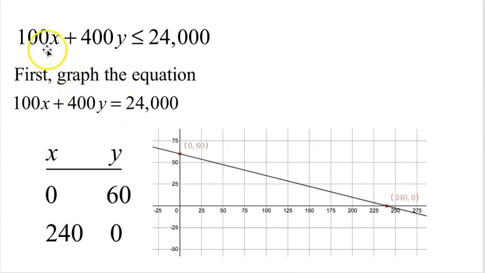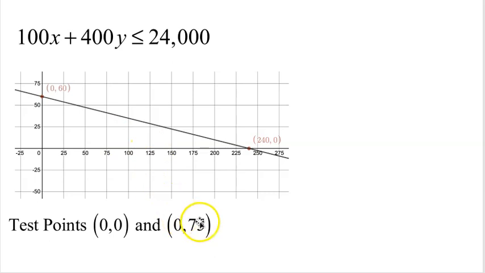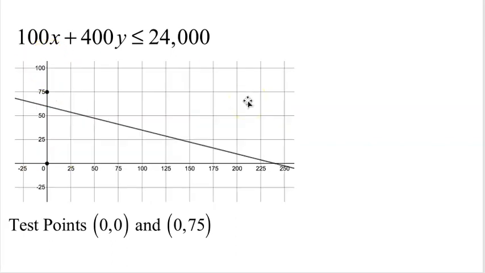So right now I have 100x plus 400y less than or equal to 24,000. So I've got to pick a point south of this line or below this line. I'm going to choose 0, 0. And I've got to choose some kind of a point above the line to check that as well. You'll see the one I chose was 0, 75. So 0, 0 is down here, 0, 75 is up here. One is south of the tracks, one is north of the tracks. So I need to see which way to shade.